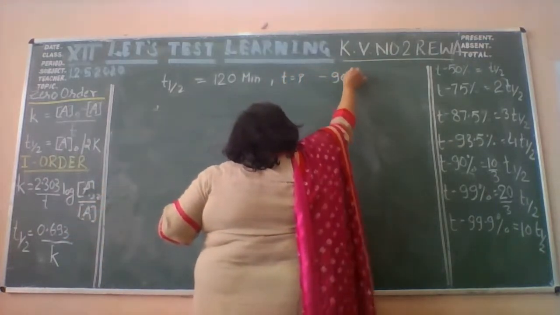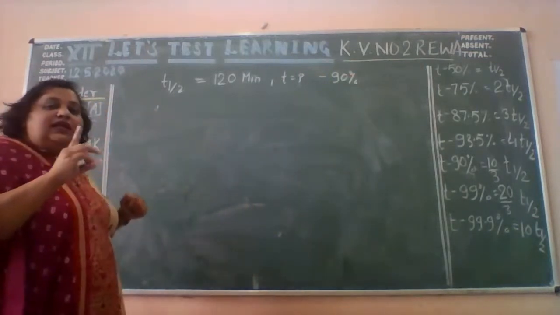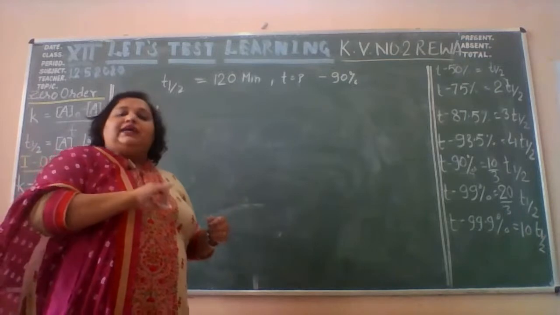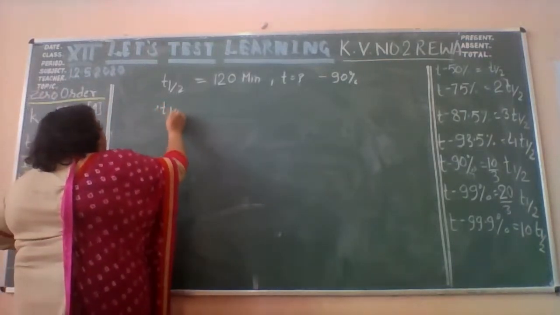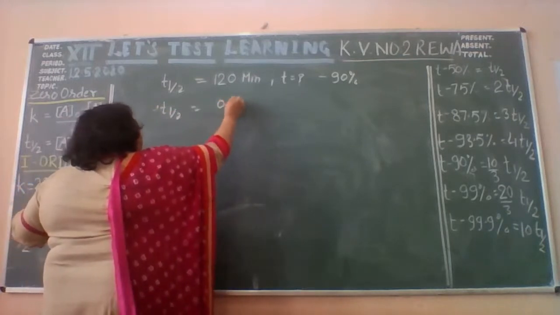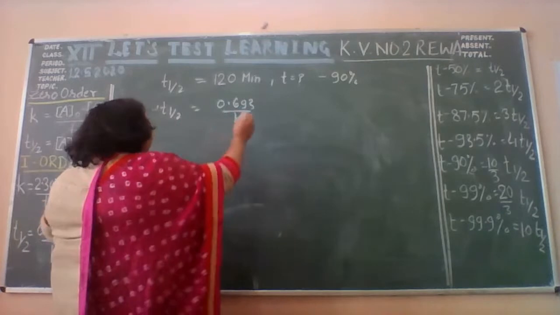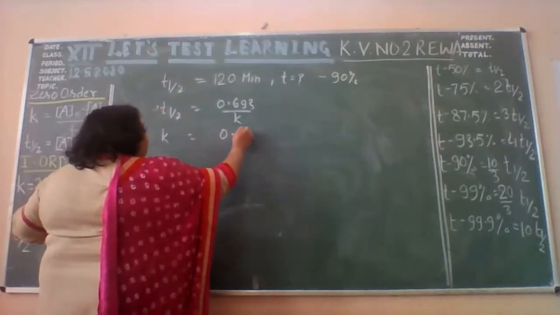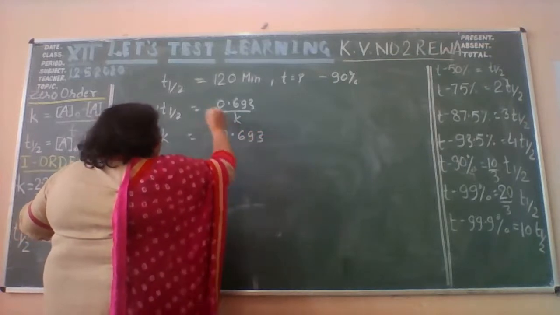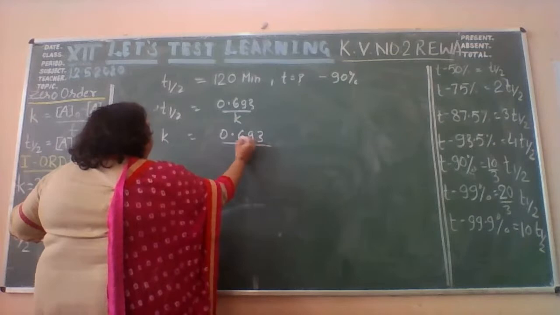90% completion, right? You have to use the relation of T half and integrated rate law that I just told you. T half is equal to 0.693 upon K, right? From here, you can find the value. K is equal to 0.693 divided by 120, that is the T half.